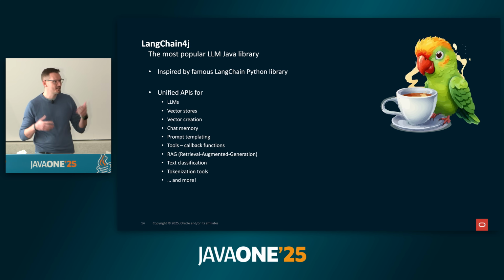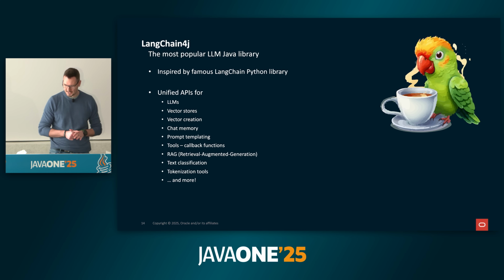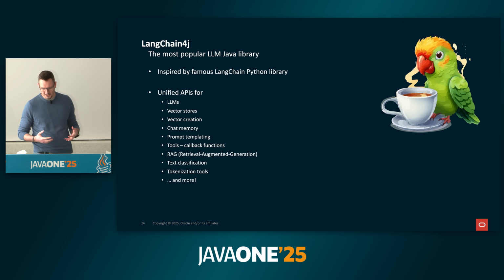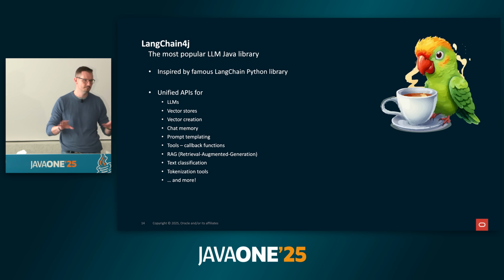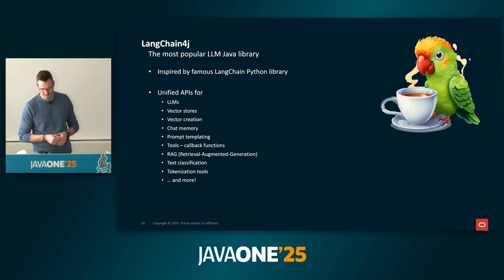It's inspired by LangChain for Python. It's also a very popular library there. Like the Python guys are doing the AI very extensively. It brings a ton of cool features abstracted away under a really, really nice API. That's the strength of LangChain4j, the nice API abstraction.